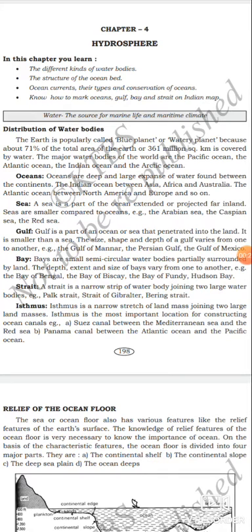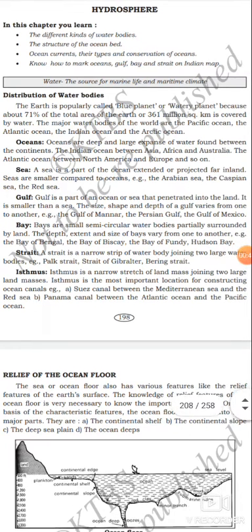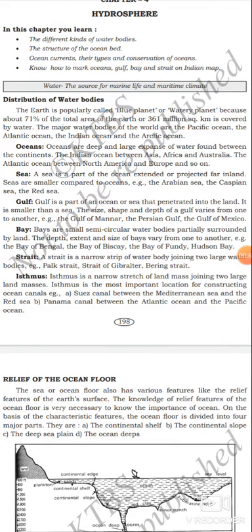Distribution of water bodies. The Earth is popularly called blue planet or watery planet because about 71% of the total area of the Earth, or 361 million square kilometers, is covered by water. The major water bodies of the world are the Pacific Ocean, the Atlantic Ocean, the Indian Ocean, and the Arctic Ocean.